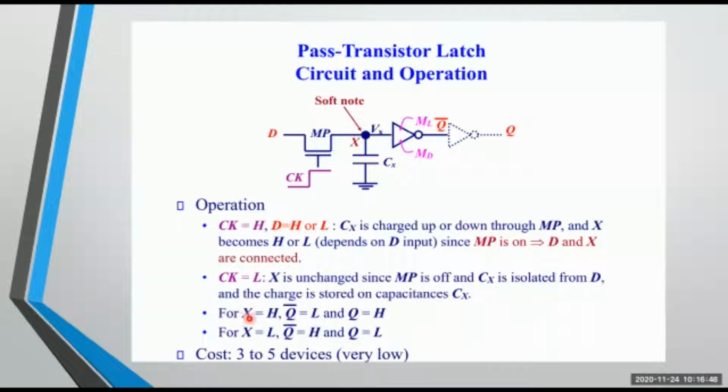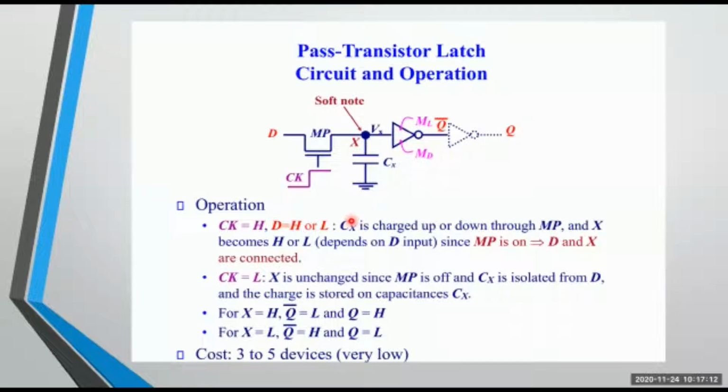For X equal to high, Q bar will be equal to low. Why? Because it's an inverter circuit. If the input of the inverter is high, Q bar becomes low. If Q bar is low, then this other inverter makes this part high. So this is the general operation of the normal inverter, two inverters which are cascaded.